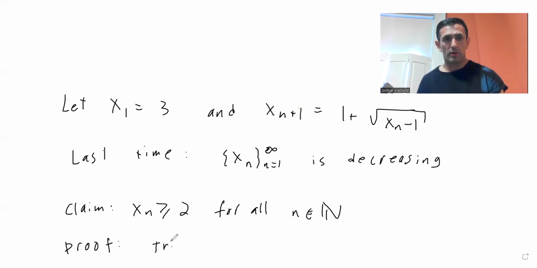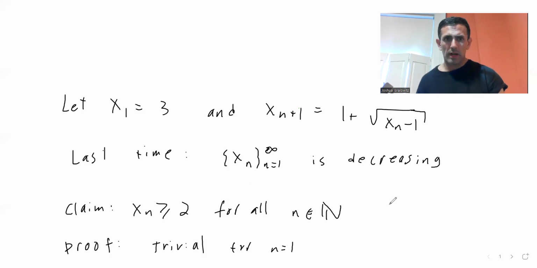So this is absolutely trivial. For n equals 1, x1 is 3. 3 is bigger or equal to 2. Not that it matters, but actually let's do a little better. Let's do bigger than 2. So still true. x1 is 3, which is bigger than 2.